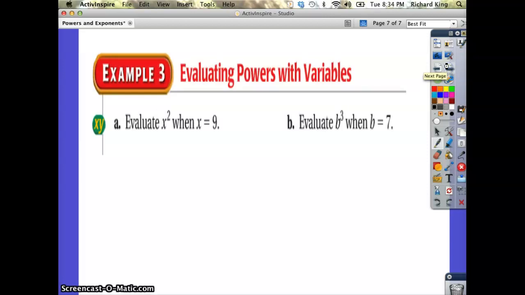Evaluating powers with variables. We want to evaluate x squared, or x to the 2nd power, when x equals 9. So x squared is going to equal, we substitute 9 in for x, so it's 9 to the 2nd power, or 9 squared, which equals 9 times 9, which equals 81.